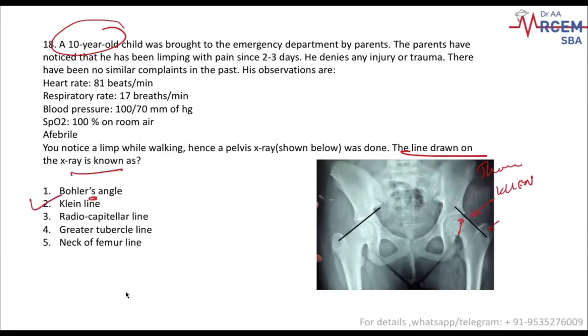Bohler's angle is used for calcaneum fractures. Radiocapitellar line is for radial head dislocation. Greater tubercle line, nothing exists. Neck of femur line doesn't exist, or it is not important for us.